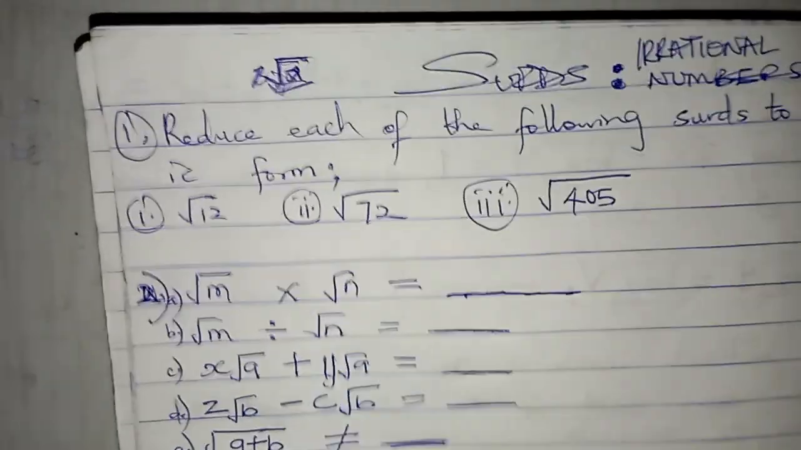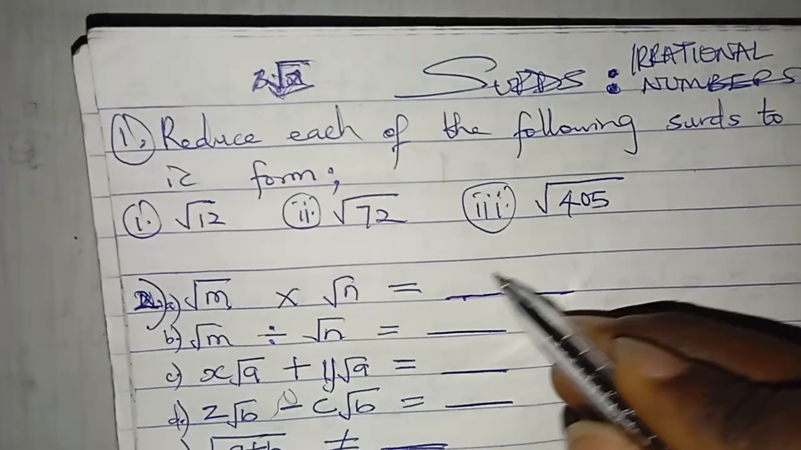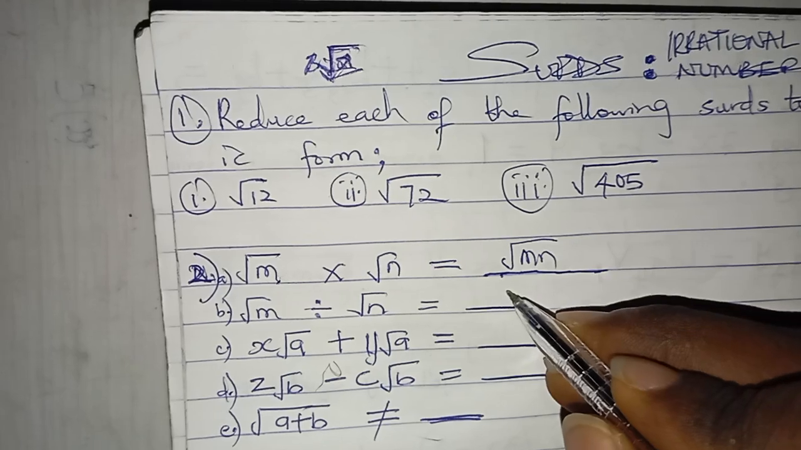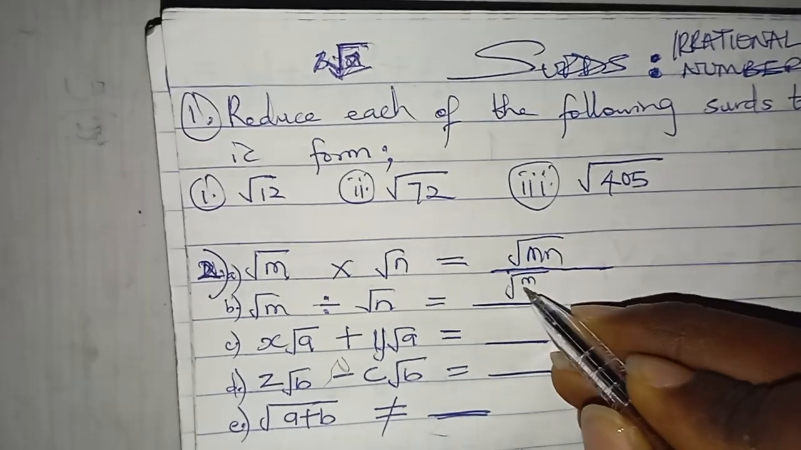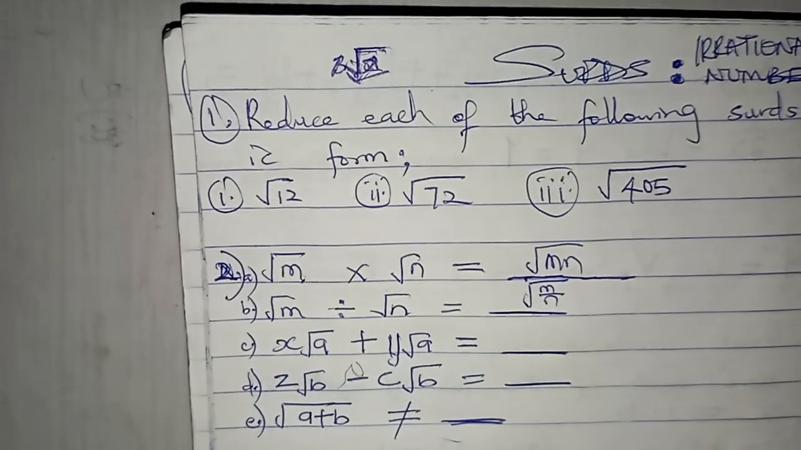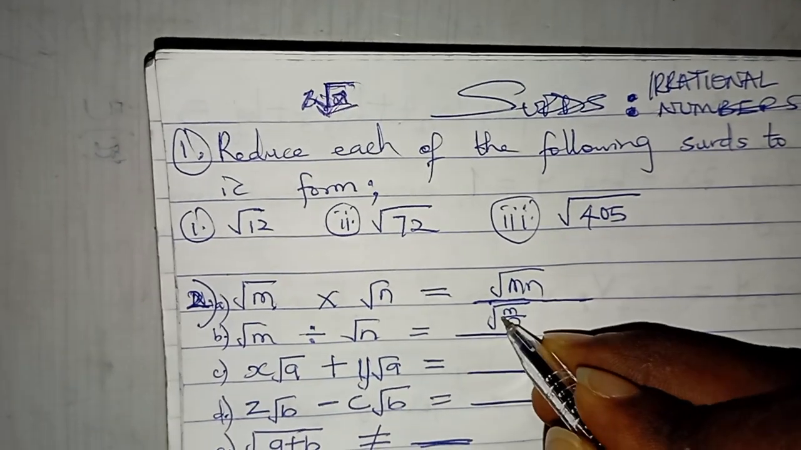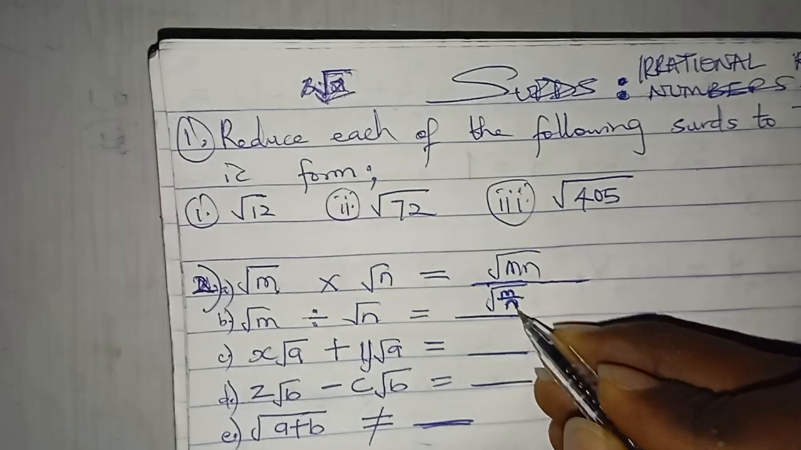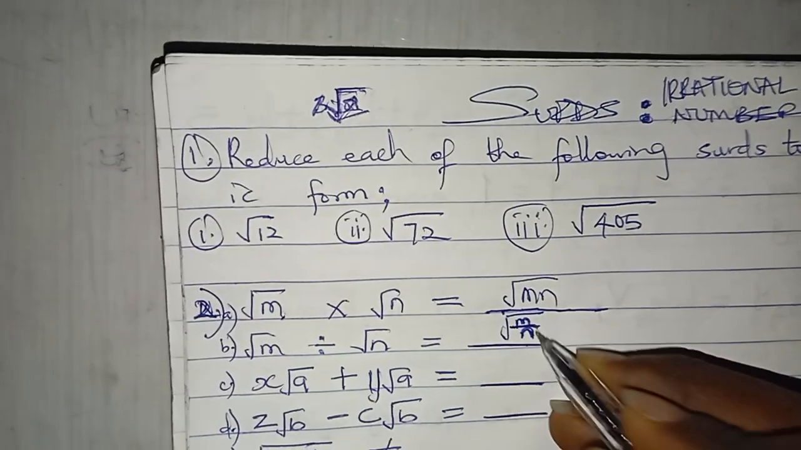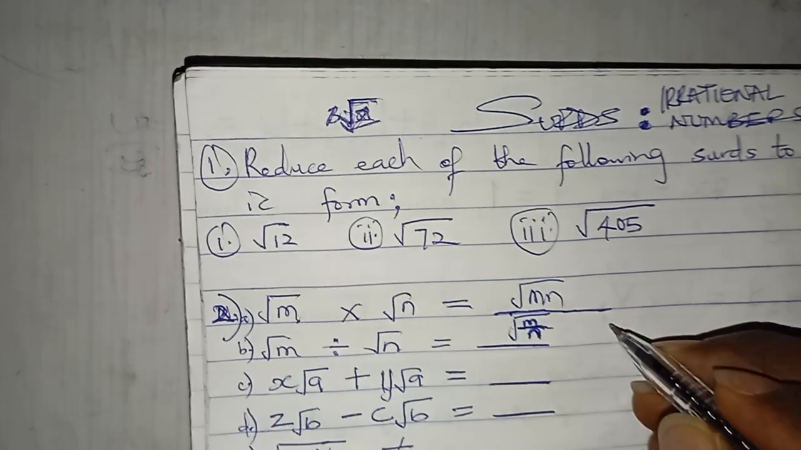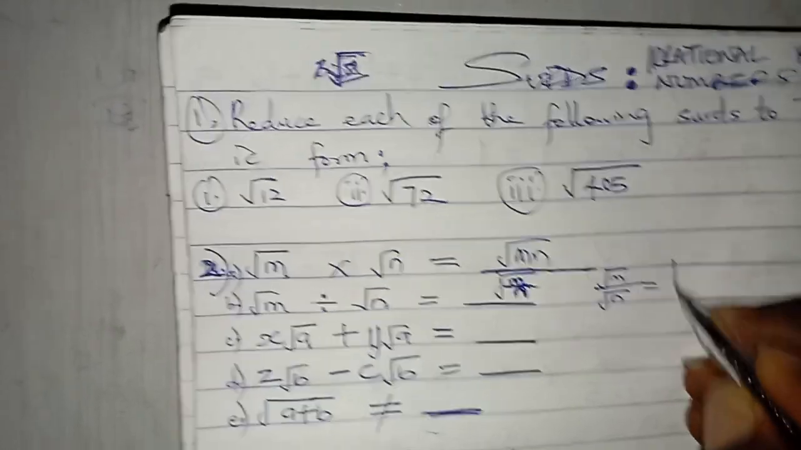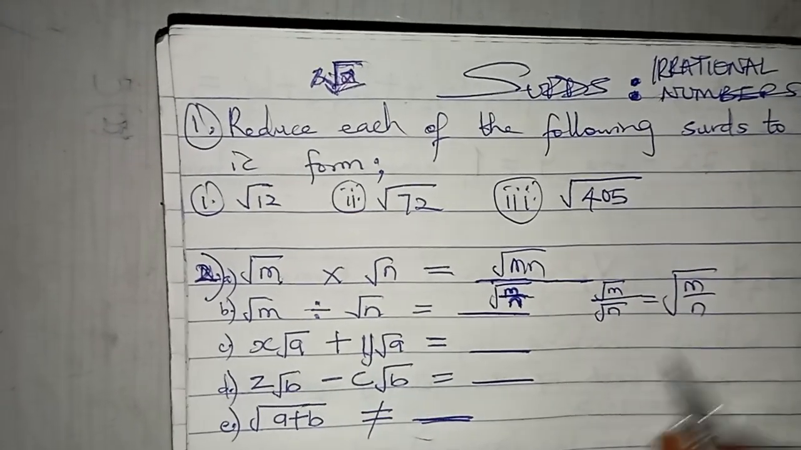So let's go again. Okay, here I have root m times root n is the same thing as saying root mn. Root m divided by root n is the same thing as saying root m over n. You see it? So this is m over n. Some books you see it as root m over root n, and it's the same thing as saying root of m over n. So it's the same thing.